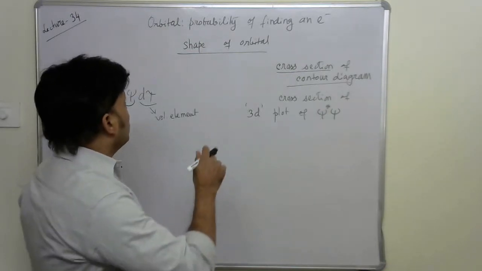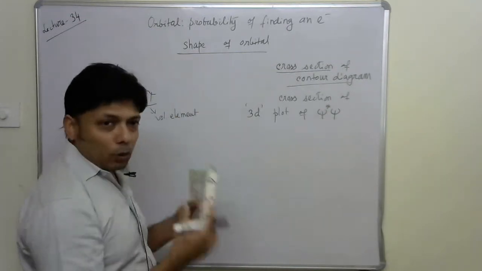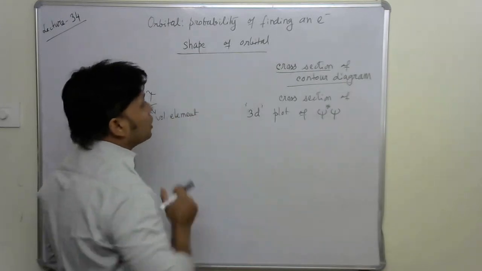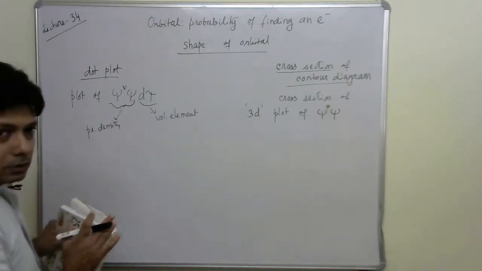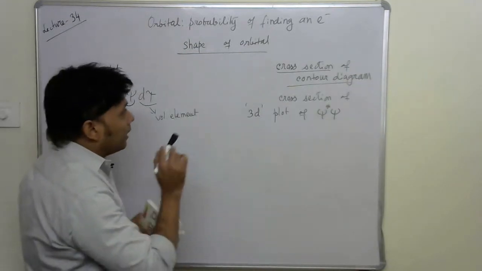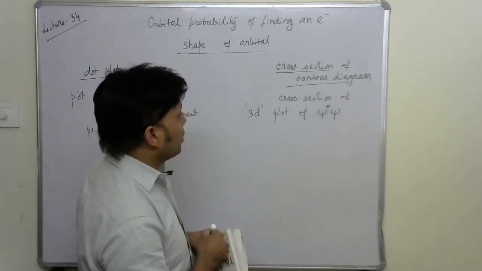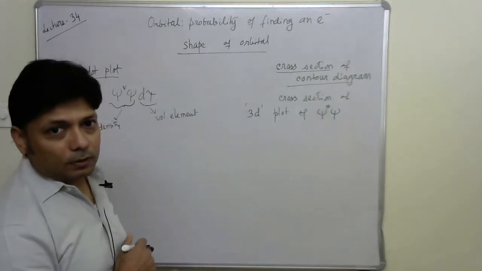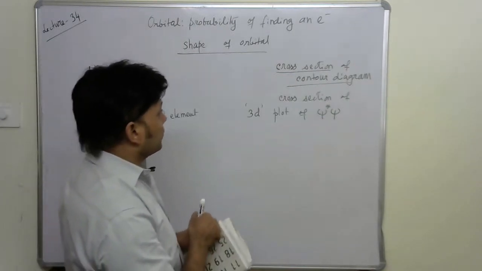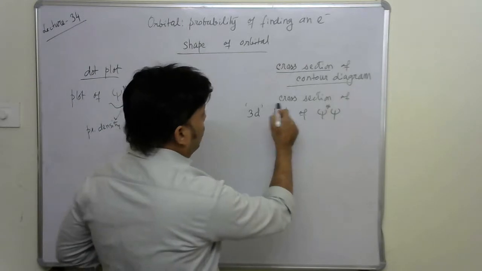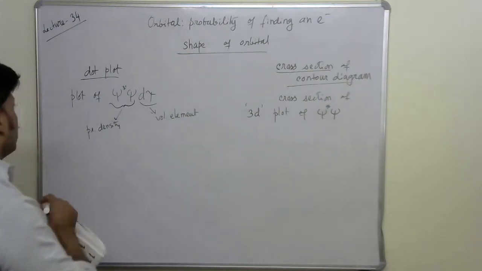Now how much is the probability in what location? That would govern the shape of the orbital. So to draw the shape of the orbital, there have been two approaches. One is called the dot plot, and another is the cross section of the contour diagram obtained from the dot plot. This is actually called the cross section of the 3D plot. We'll come to that later. So first the dot plot.